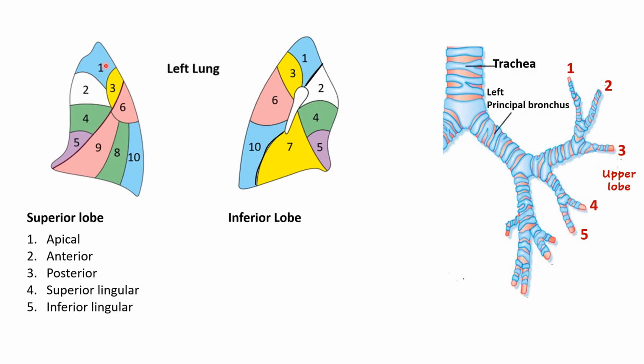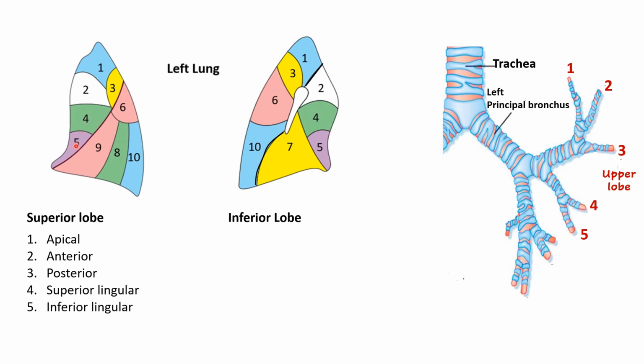Let us name them. Here also, if you look near the apex, you will name it apical. The one present along the anterior border, you will name anterior, and the more posteriorly placed one is known as posterior. So this is similar to the bronchopulmonary segments present in the upper lobe or superior lobe of the right lung. Now we have 2 more here. These are known as lingular: superior lingular and inferior lingular.